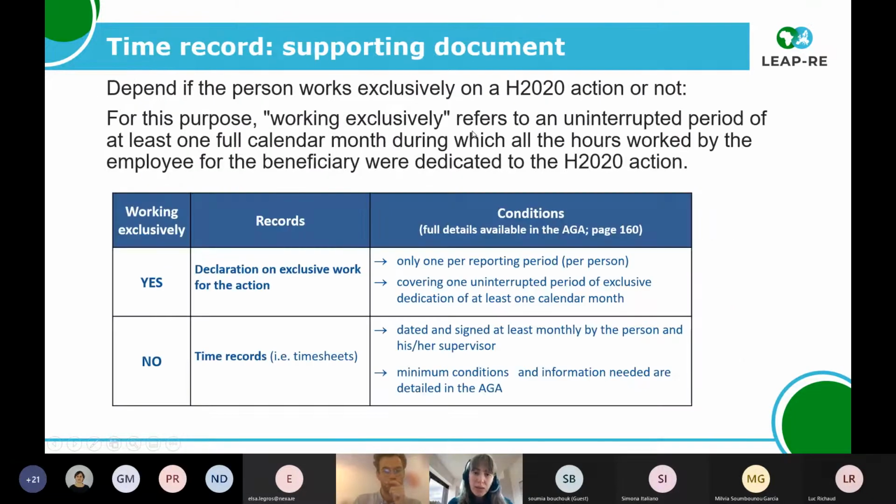There is a specific case where an employee doesn't have to provide a timesheet. This is when the person is working exclusively on the project. In this case, the employee has to sign a declaration, a statement saying that he's working 100% on the project. If this is not the case, like I said, you'll have to provide a timesheet. You have to do it on a monthly basis, and this timesheet has to be signed by the employee who is recording the hours spent on the project, and his or her supervisor.